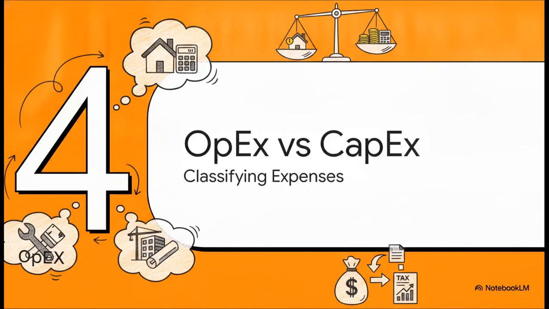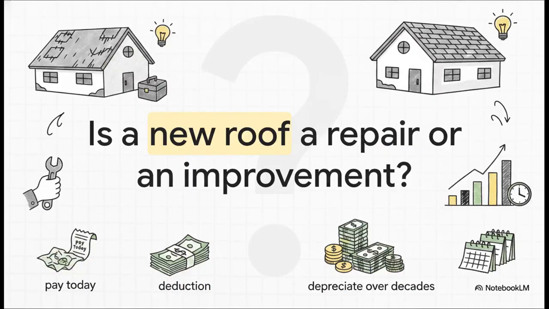Moving right along to Section 4, OpEx versus CapEx explained. Okay, so now we know how the money leaves the building, but now we face a massive tax dilemma. Is replacing a roof a repair or is it an improvement? Think about it. Every single time you cut a check to a contractor, you've got to ask yourself, can I deduct this today, or is the IRS going to force me to depreciate this over decades? Getting this wrong isn't just a minor oops, it is a wildly expensive mistake.